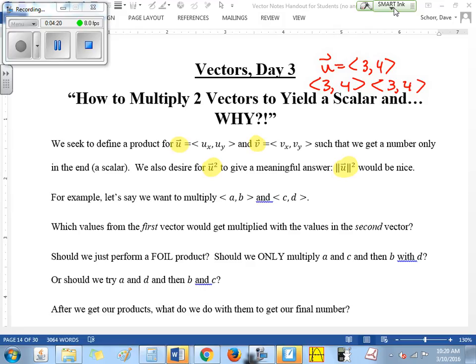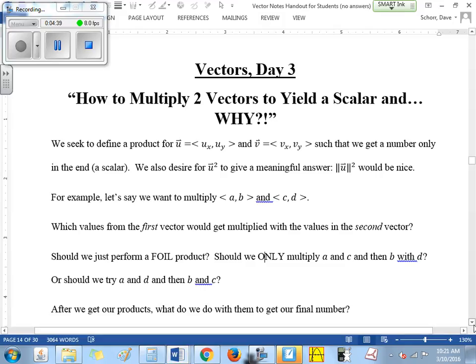Okay? So I know it's a very awkward start to a lesson, but we desire to create a method to multiply 2 vectors to create a number, and it must be a number that is meaningful, especially in the case we multiply a vector unto itself. Wow. Historically, this is how things pan out. And so here are the questions that come up when you create this method. Let's say you wanted to multiply A, B and C, D. Well, which values from the first vector would you multiply with the values in the second vector? Should you do a FOIL product? Should you multiply just A and C and then B and D?